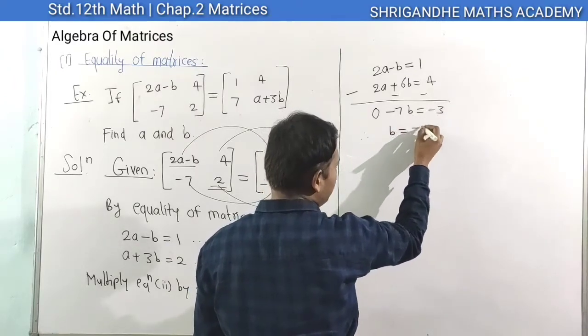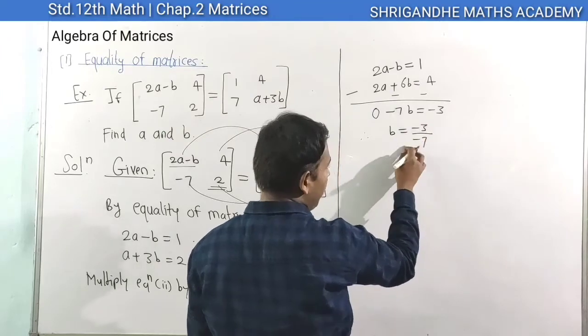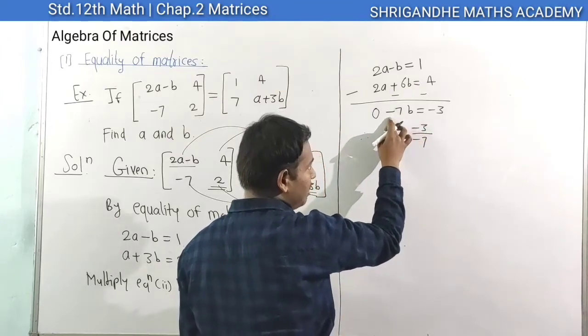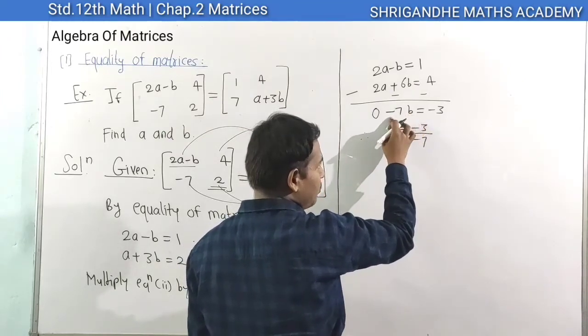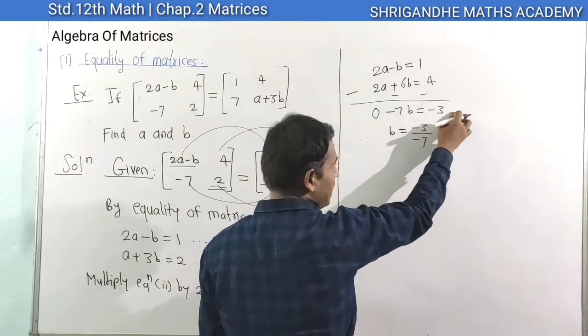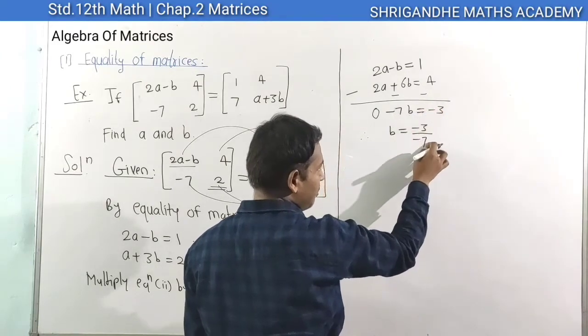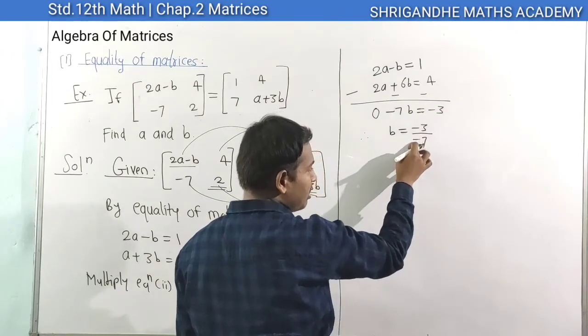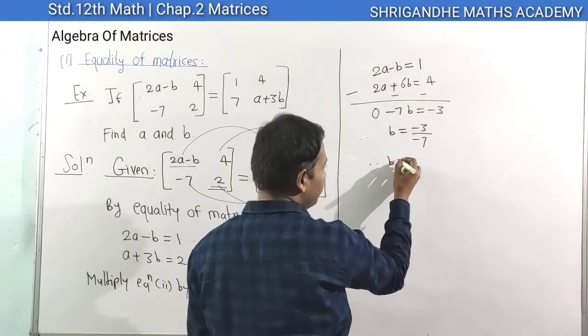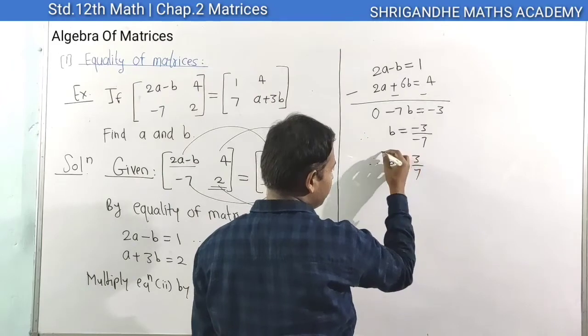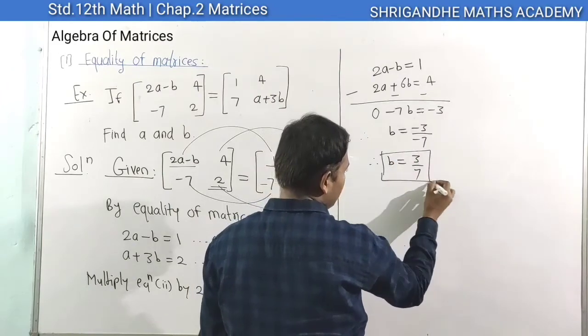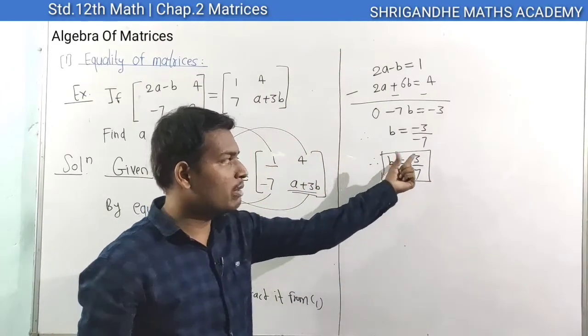Therefore, B is equal to minus 3 by minus 7. Why? Because minus 7 is multiplied to the variable B. Therefore, after going to the right side, it will be divided by this number, minus 3 by minus 7. Now minus minus becomes plus. Therefore, we get B equal to plus 3 by 7. Now we get the value of B equal to 3/7.